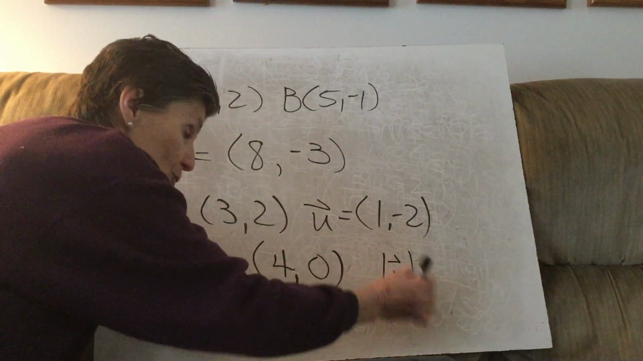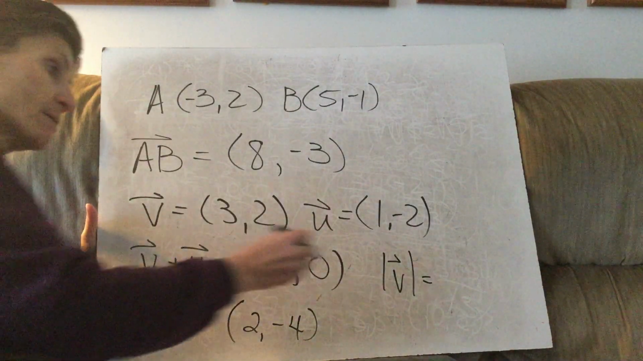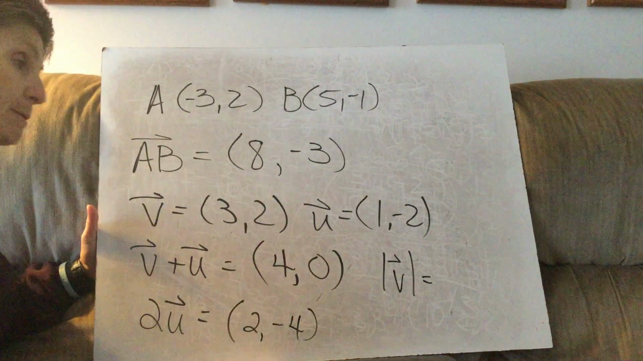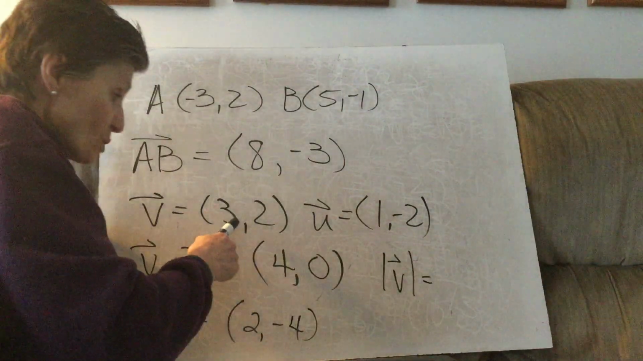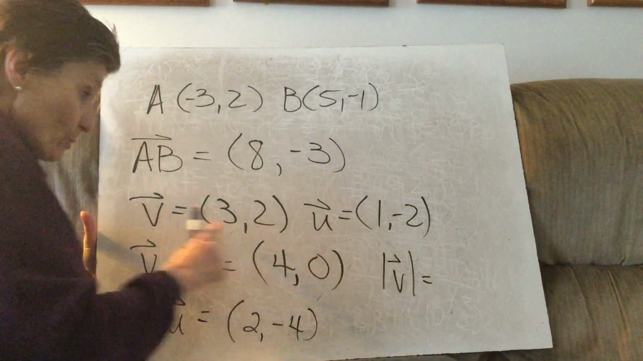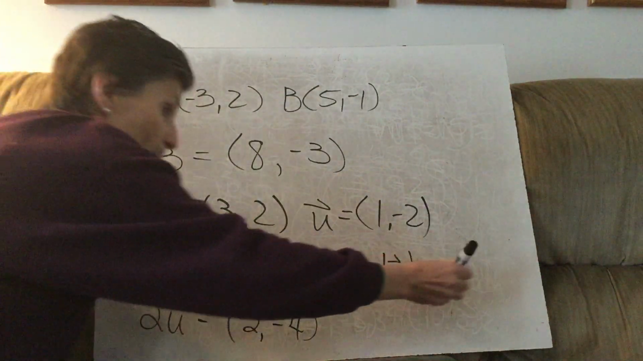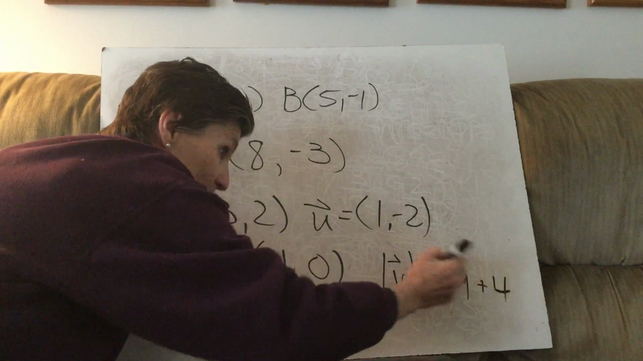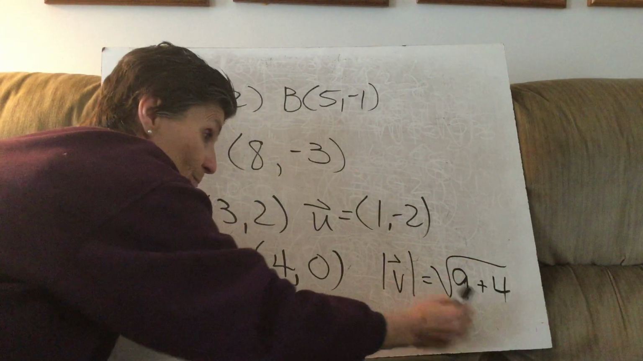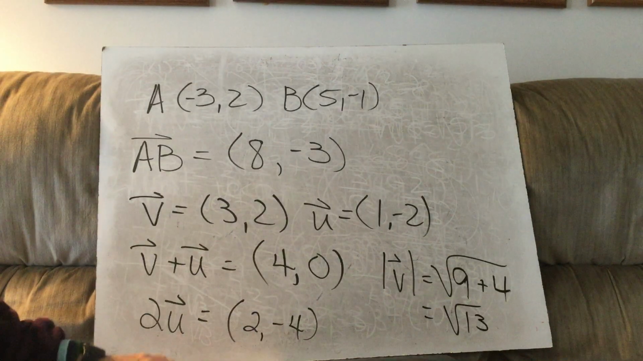The magnitude of V, remember that notation. This is problem C. The magnitude of V means the length of V. And to find the length, we square the first number. This is V now. We're doing V. Make sure you have the right vector. So we square the first number, 9. Square the second number, 4. Add them together and take the square root. So the magnitude is root 13.